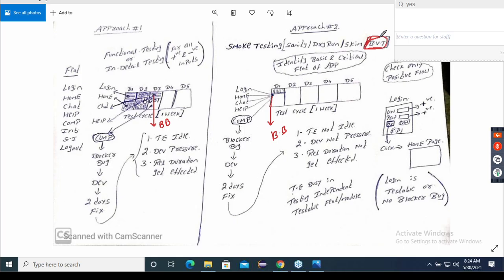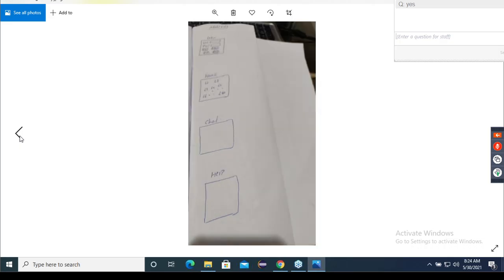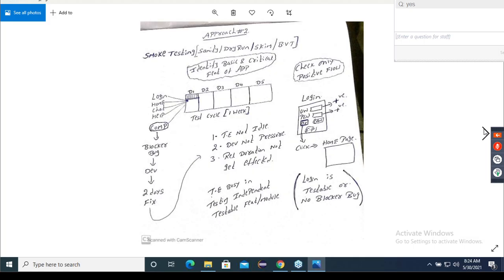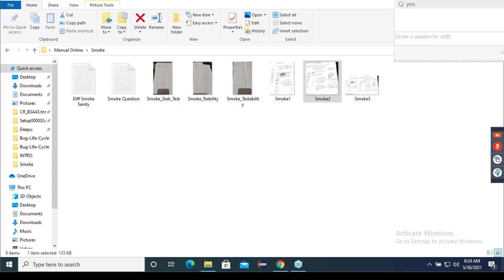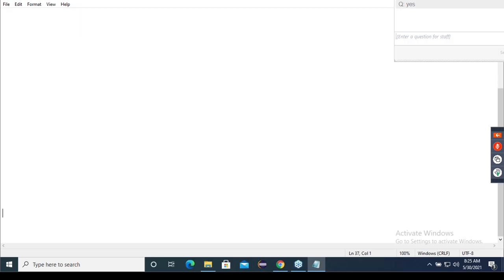Since in smoke testing we are verifying whether each and every build is testable or not, it is also known as build verification testing.